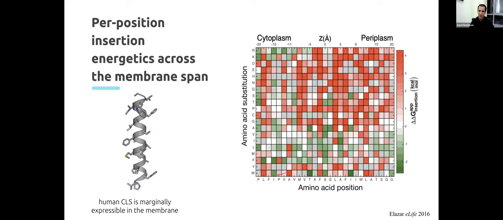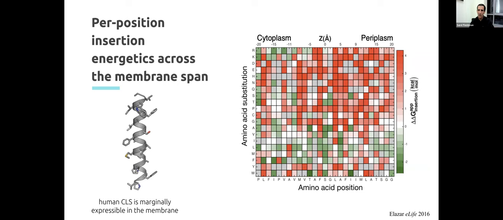This shows the wild-type sequence of CLS down here, and each of the 20 amino acid mutations on the y-axis. And you can already see that, for instance, mutations in the core of the membrane domain to large aliphatic hydrophobic groups is favorable, green, whereas mutations to the polar groups and charged groups in the core of the membrane is largely unfavorable.